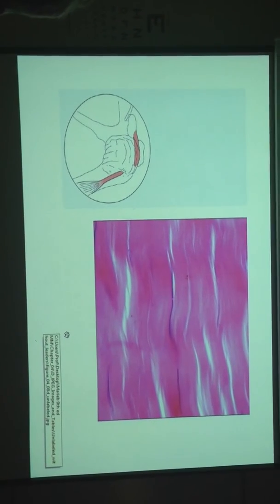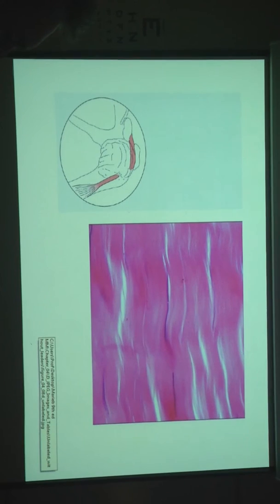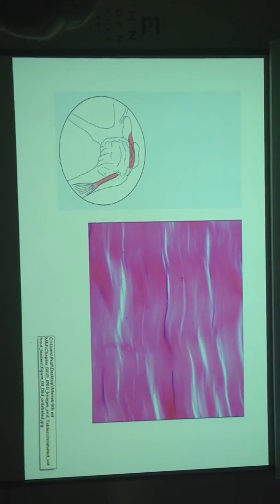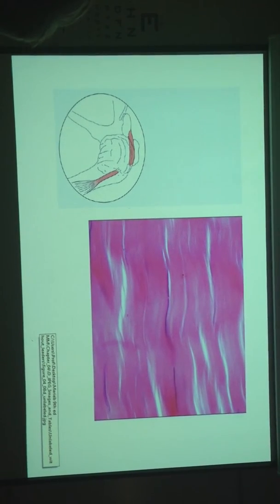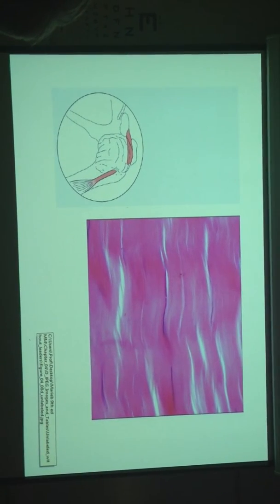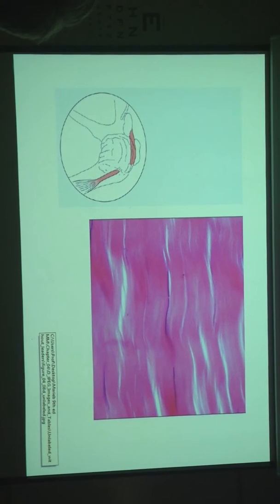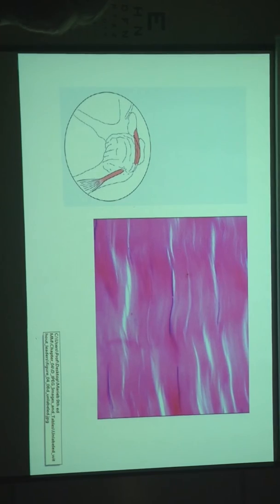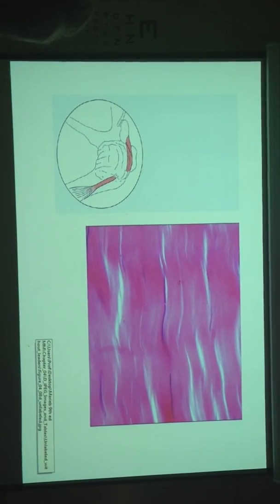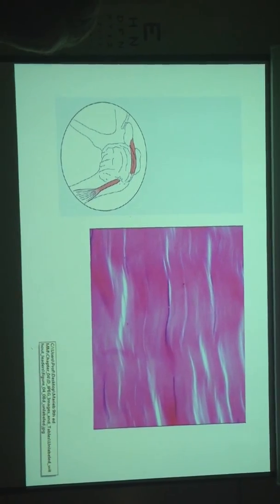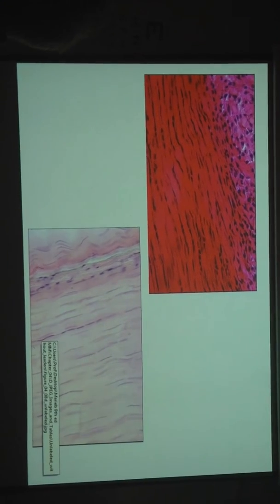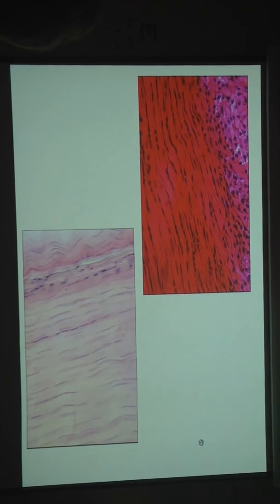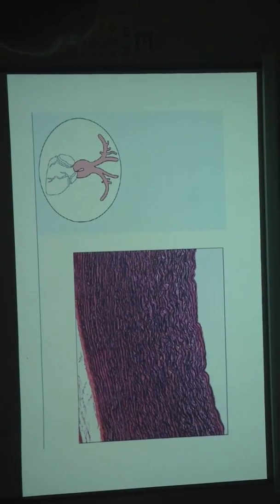Regular. Dense regular connective tissue, DRCT. Structures made from it, instead of location, I would really say structures in this case. Tendons and ligaments. Right? And then the flattened version of a tendon is called aponeurosis.